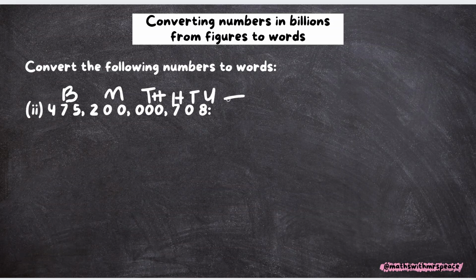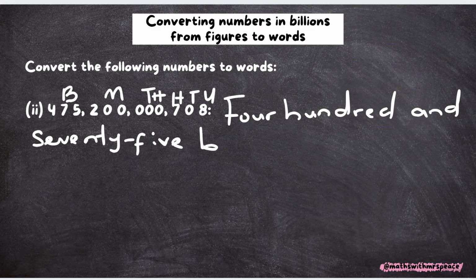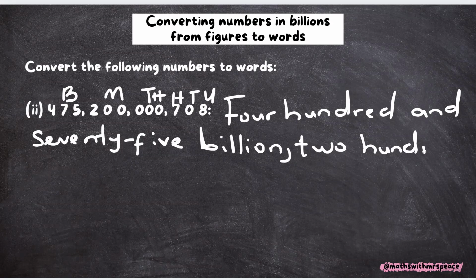This is going to be 400 and 75 billion. This number here is 200, so that's just going to be 200 million.